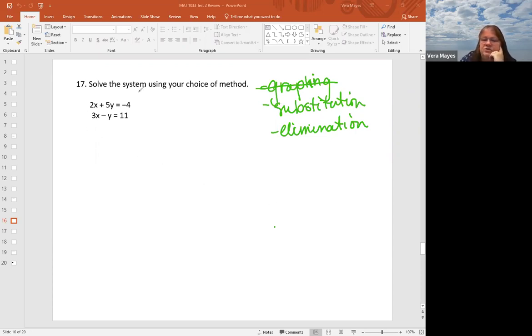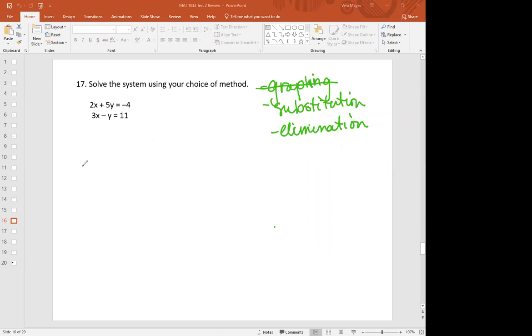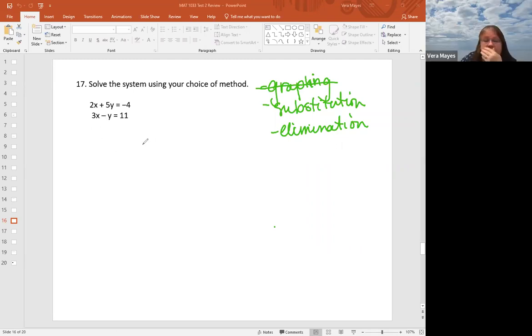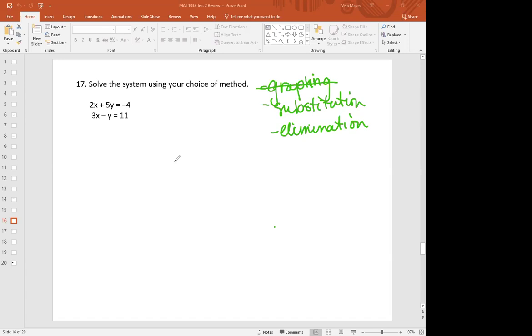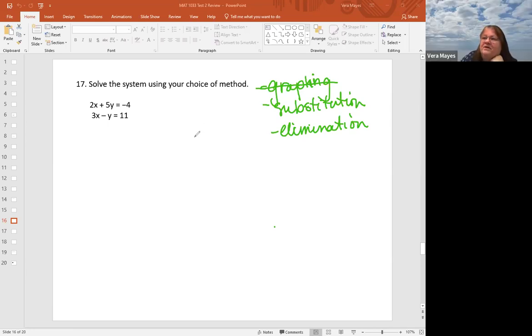So I'm going to give you guys a choice. How do you want to do this one? Because this one I could work either way. You guys pick. Okay, do we want to use substitution or elimination? Elimination. Okay, so we're going to eliminate. I look at this and I see one y is positive and one's negative, you're exactly right.